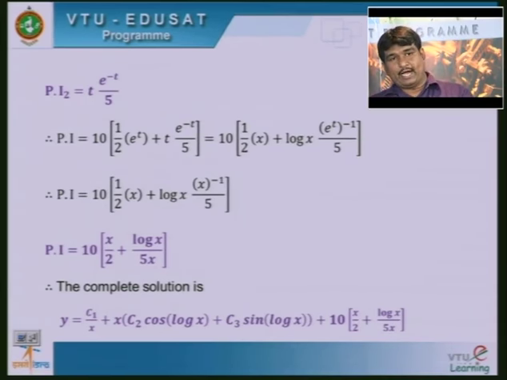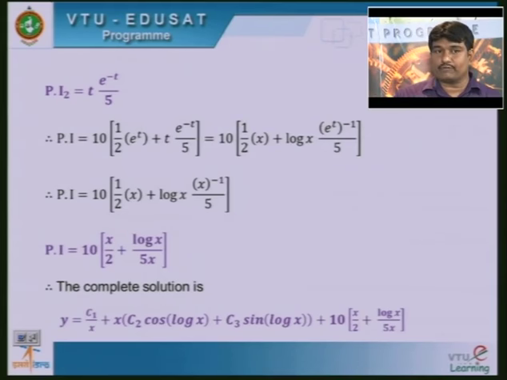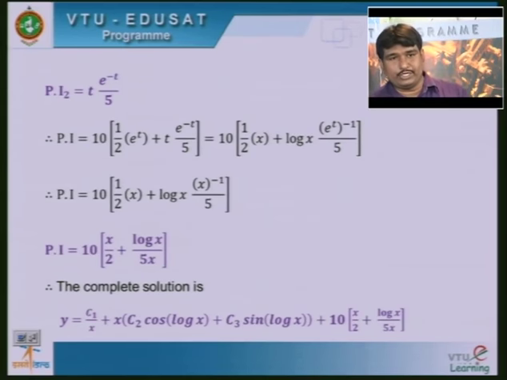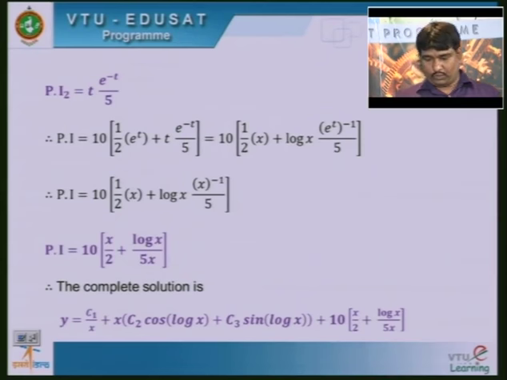Now substitute in pi, which is 10 times pi1 plus pi2. I have substituted pi1 and pi2 values, and then I have converted that in terms of x. e to the power of t is x, t is log x, and I have used the law of indices here. e to the power of minus t is e to the power of t whole to the power of minus 1. You just simplify it. Pi reduces to the form given, which is 10 into x by 2 plus log x by 5x. The complete solution is CF plus pi. We will take up the next example.